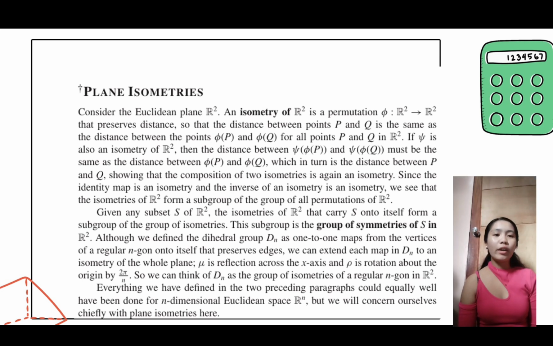Mathematically, if 2 points, for example A (x sub 1, y sub 1) and B (x sub 2, y sub 2), are a distance d apart, then after transformation, their images A prime (x prime sub 1, y prime sub 1) and B prime (x prime sub 2, y prime sub 2) are still exactly d apart.